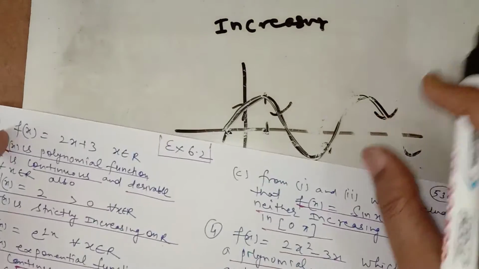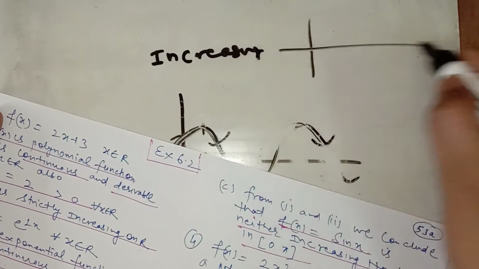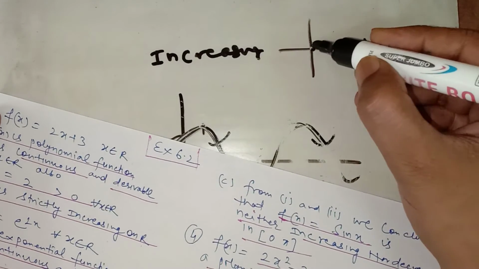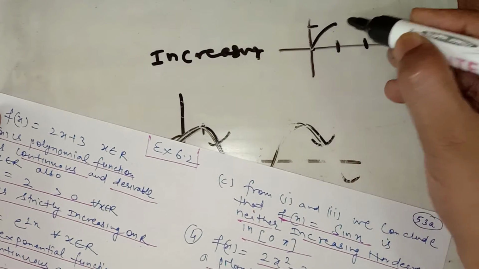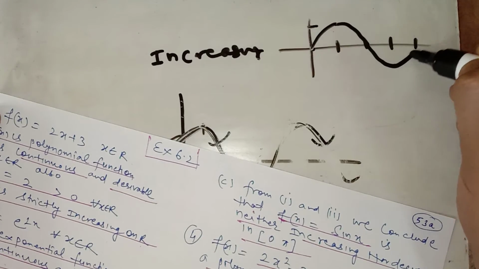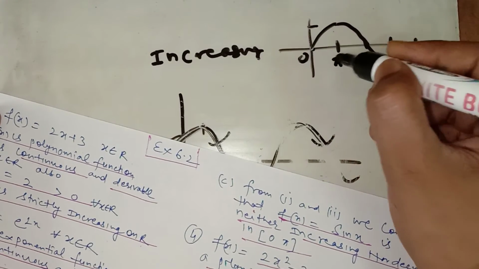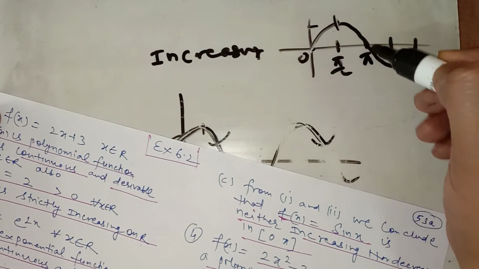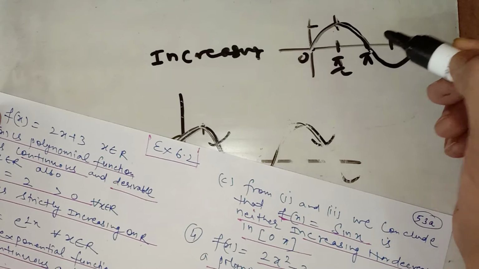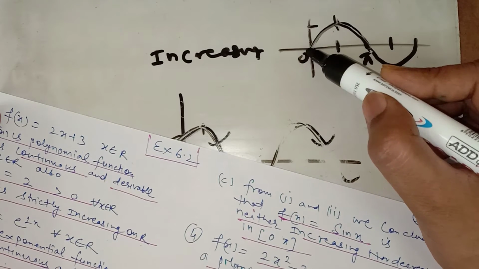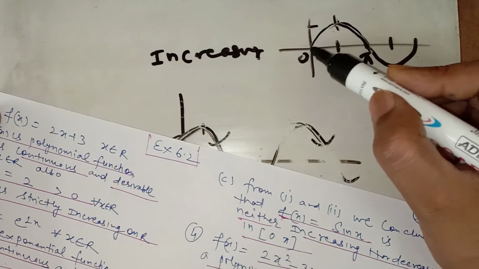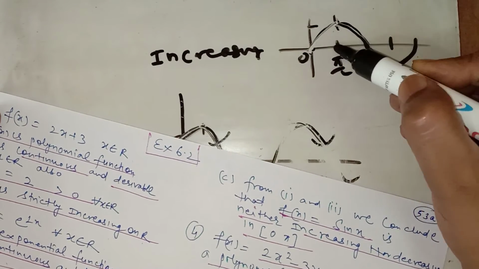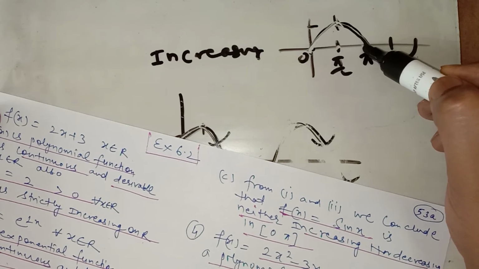If you know the graph of this sine function, 0, 90, 180, you know it. It is 1 at 90, then 180, and like this. So 0, 90 and 180. Now from 0 to pi by 2 it is increasing, and from pi by 2 to pi it is decreasing. So we can say that the sine function is strictly increasing from 0 to pi by 2 and strictly decreasing from pi by 2 to pi. So we can say like this.